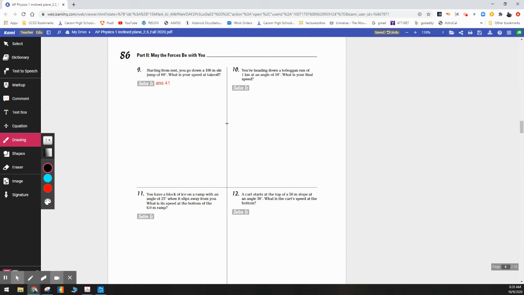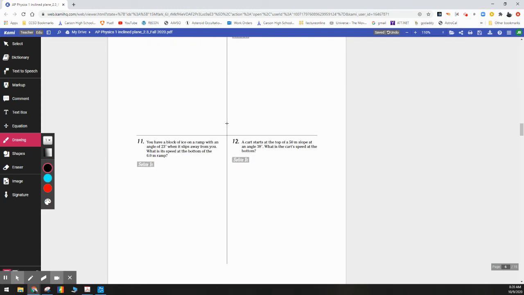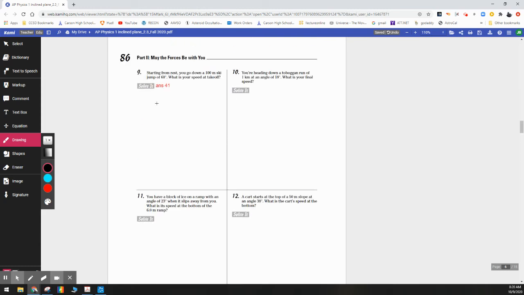Okay, so here's this one here. I think we're almost done here. Yeah, this is the last one here. It says starting from rest, you go down a 100-meter ski jump of 60 degrees. What is your speed at takeoff?